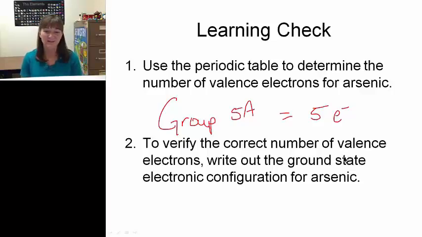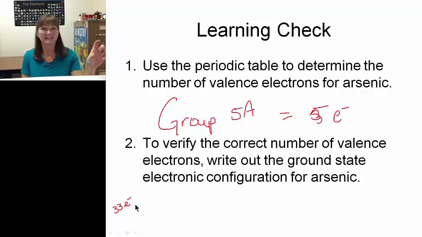To verify the correct number of valence electrons, write out the ground state electron configuration for arsenic. Okay, so the first thing you do is figure out how many total electrons arsenic has. I don't have that memorized, so I'm going to look at my periodic table. And arsenic has 33 total electrons. So we're going to do the electron configuration for arsenic.